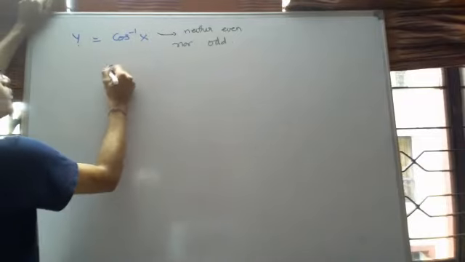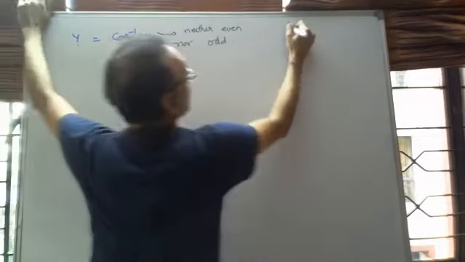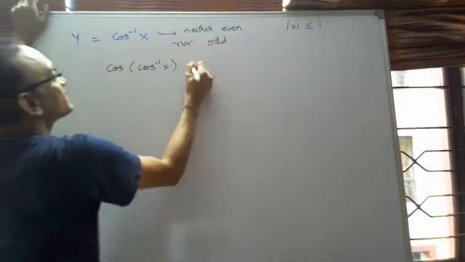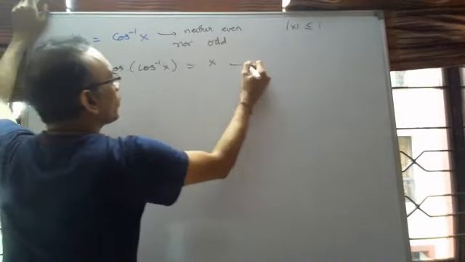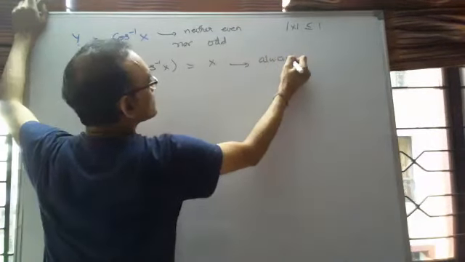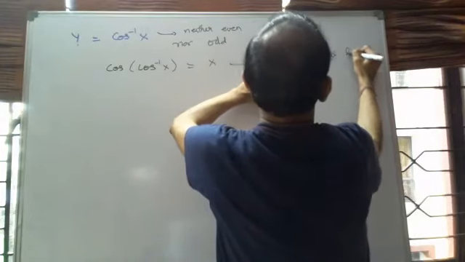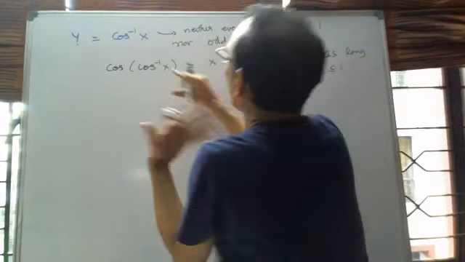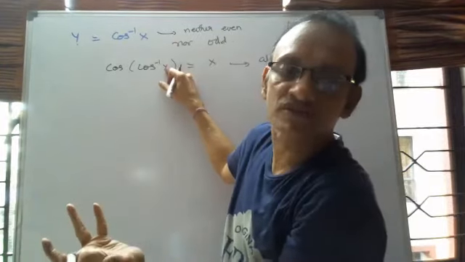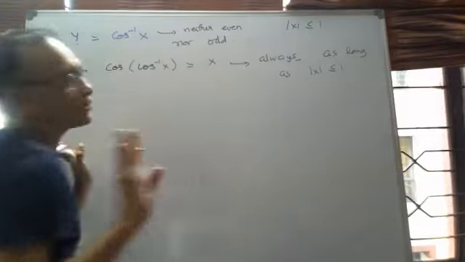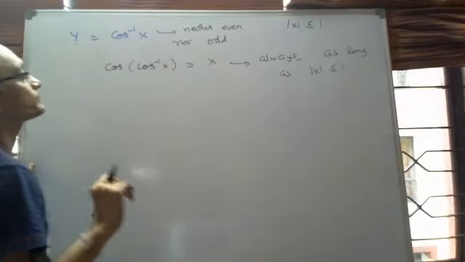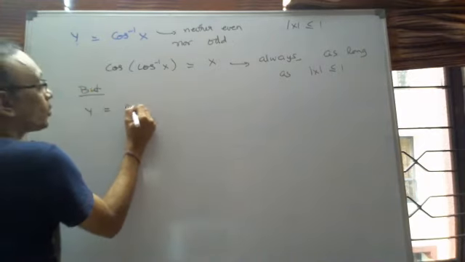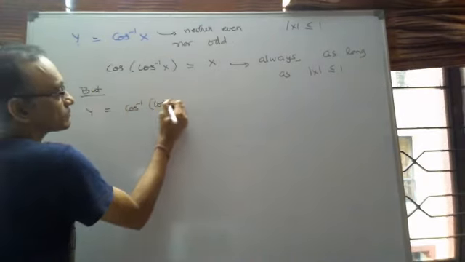See, cos of cos inverse x is x, always, as long as mod x is less than 1, क्योंकि mod x greater than 1 में तो ये डिफाइंड ही नहीं होगा cos inverse x. इसमें कोई इश्यू नहीं. Cos of cos inverse x never an issue. But y equal to cos inverse cos x.